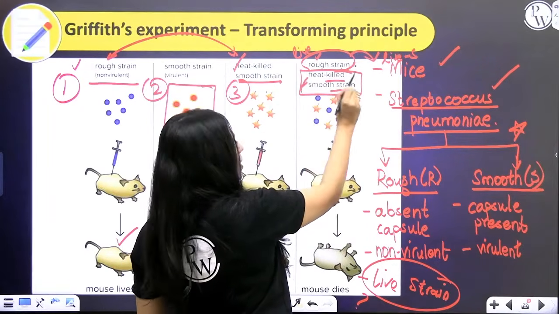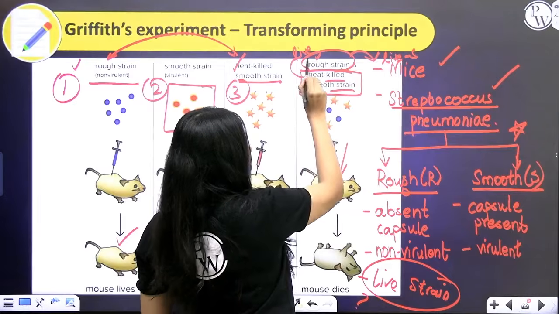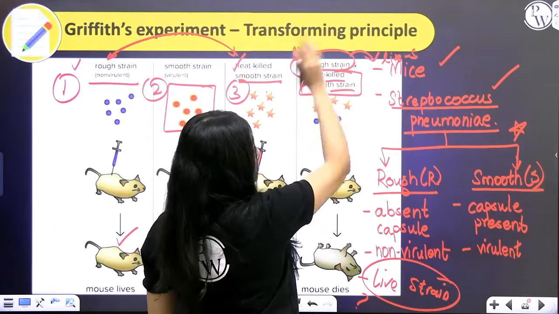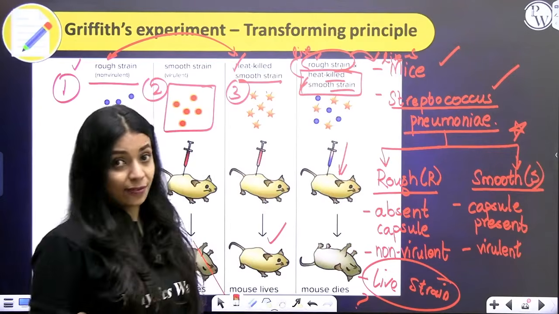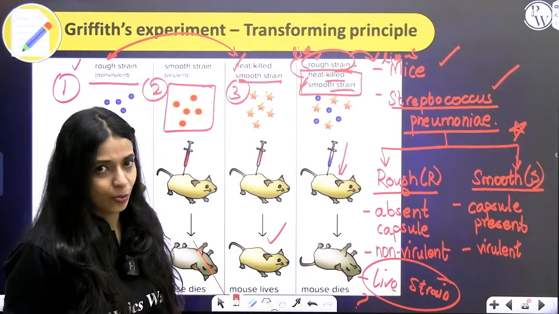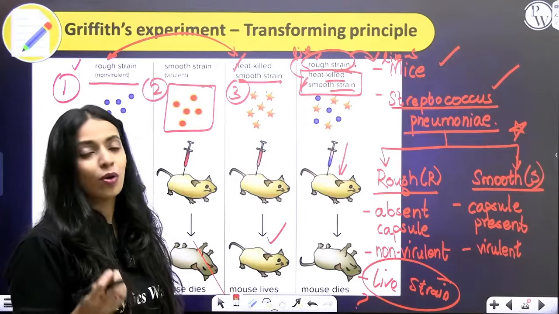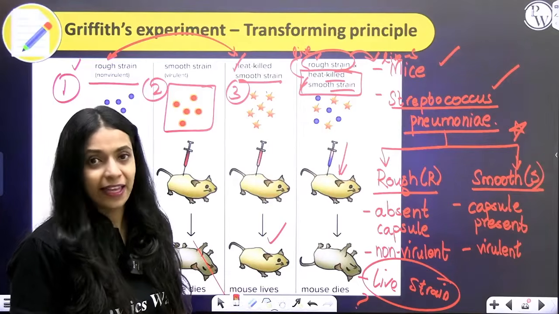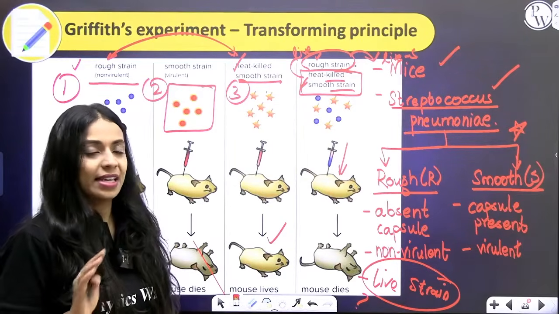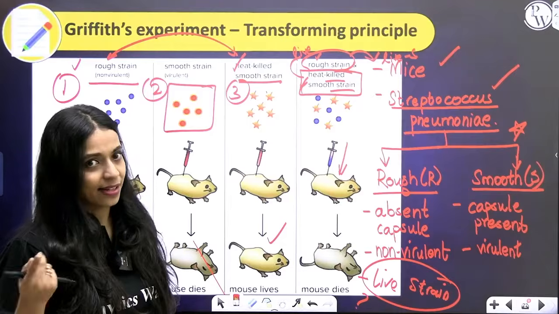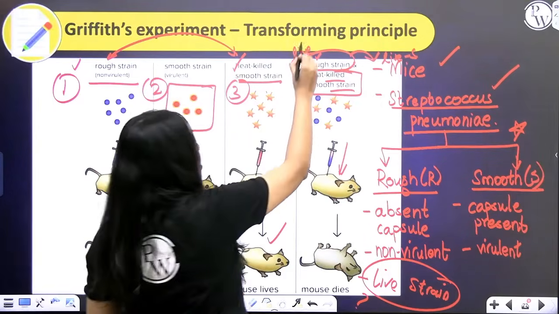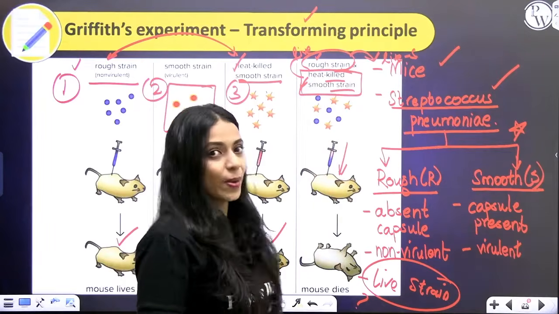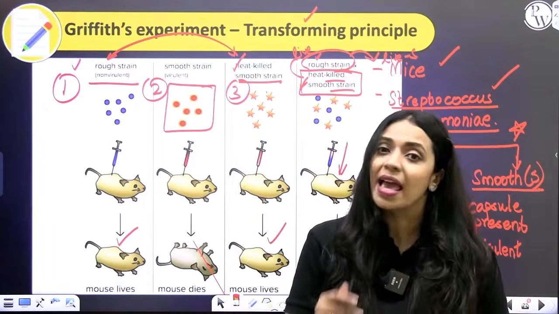Something from the heat-killed smooth strain is responsible for this transformation. He does not say if it's a protein, he does not say if it's RNA or DNA or carbohydrates. He does not give the chemical nature of what is transforming it. But he says there's something in the heat-killed S that is capable of transforming live R into live S, and he calls it the transforming principle. That's why it's called the transforming principle experiment.